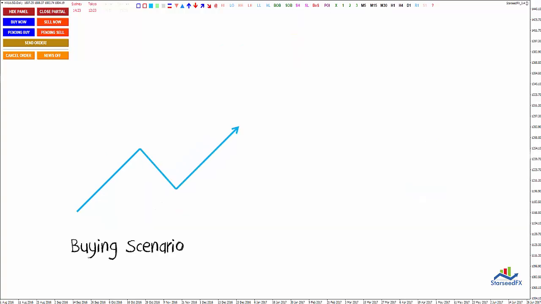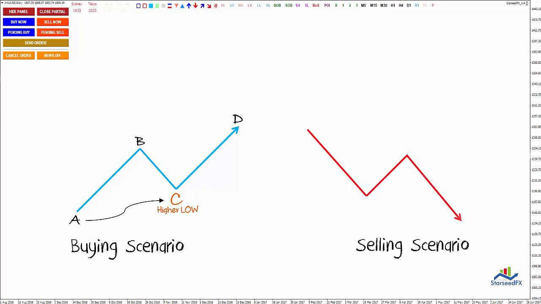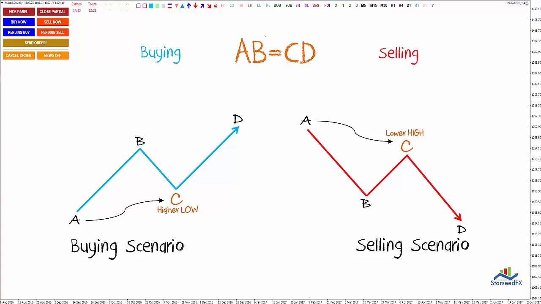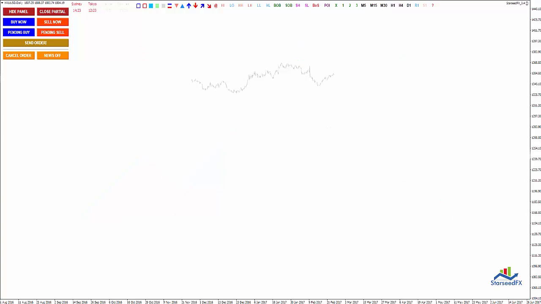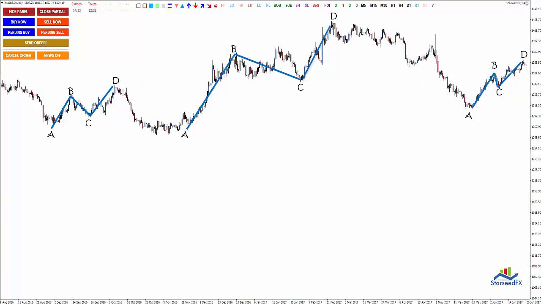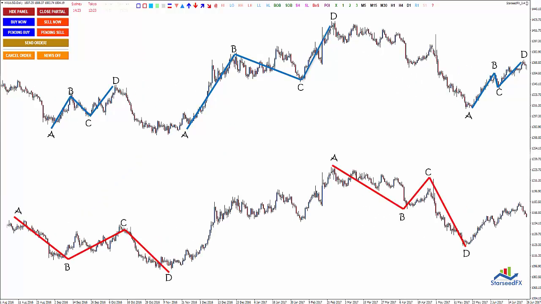With a buying scenario, C must be a higher low, which means C must be higher than A. In a selling scenario, C must be a lower high, which means C must be lower than A. Let me show you a sample of AB equals CD, both for buying and selling side by side in the same chart. This is the buying scenario, and this is the selling scenario.